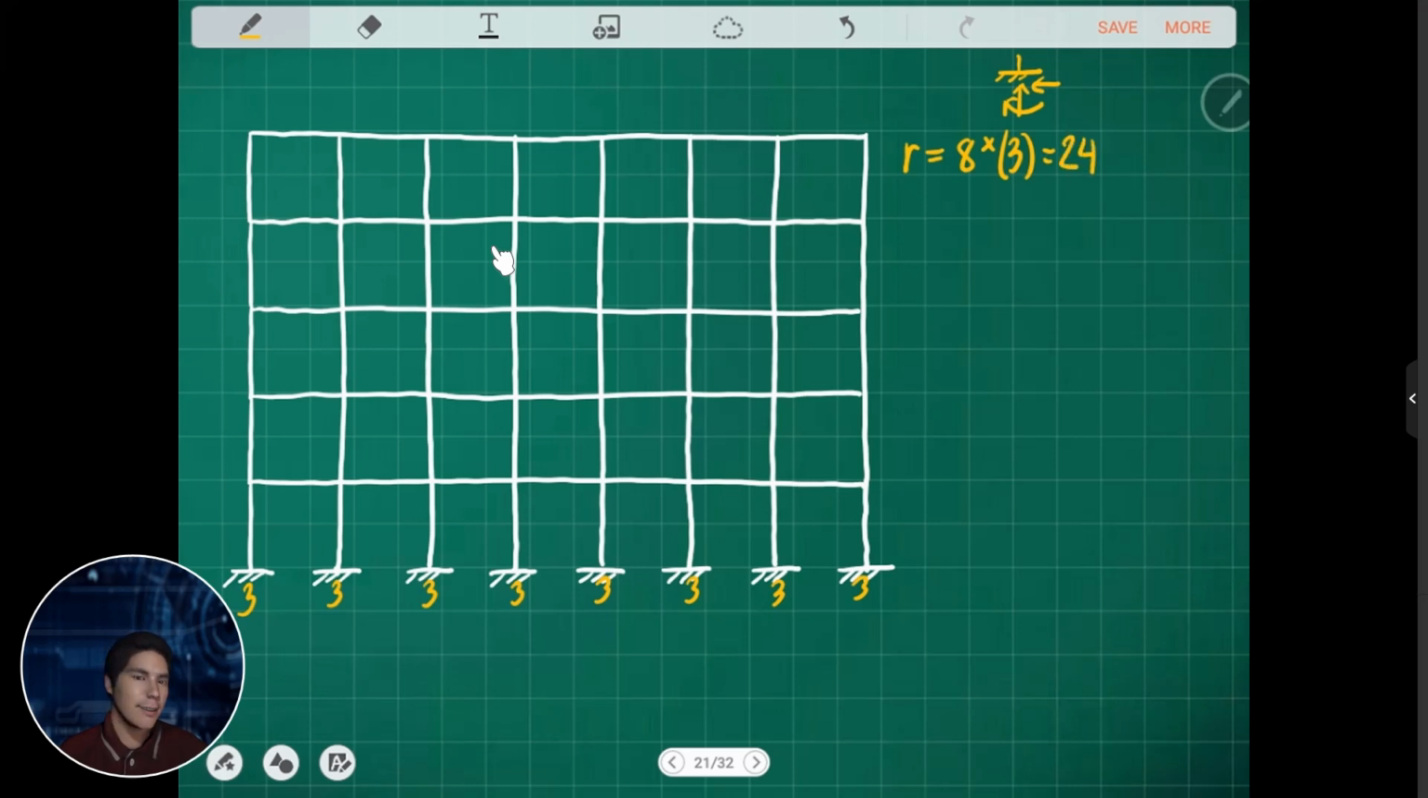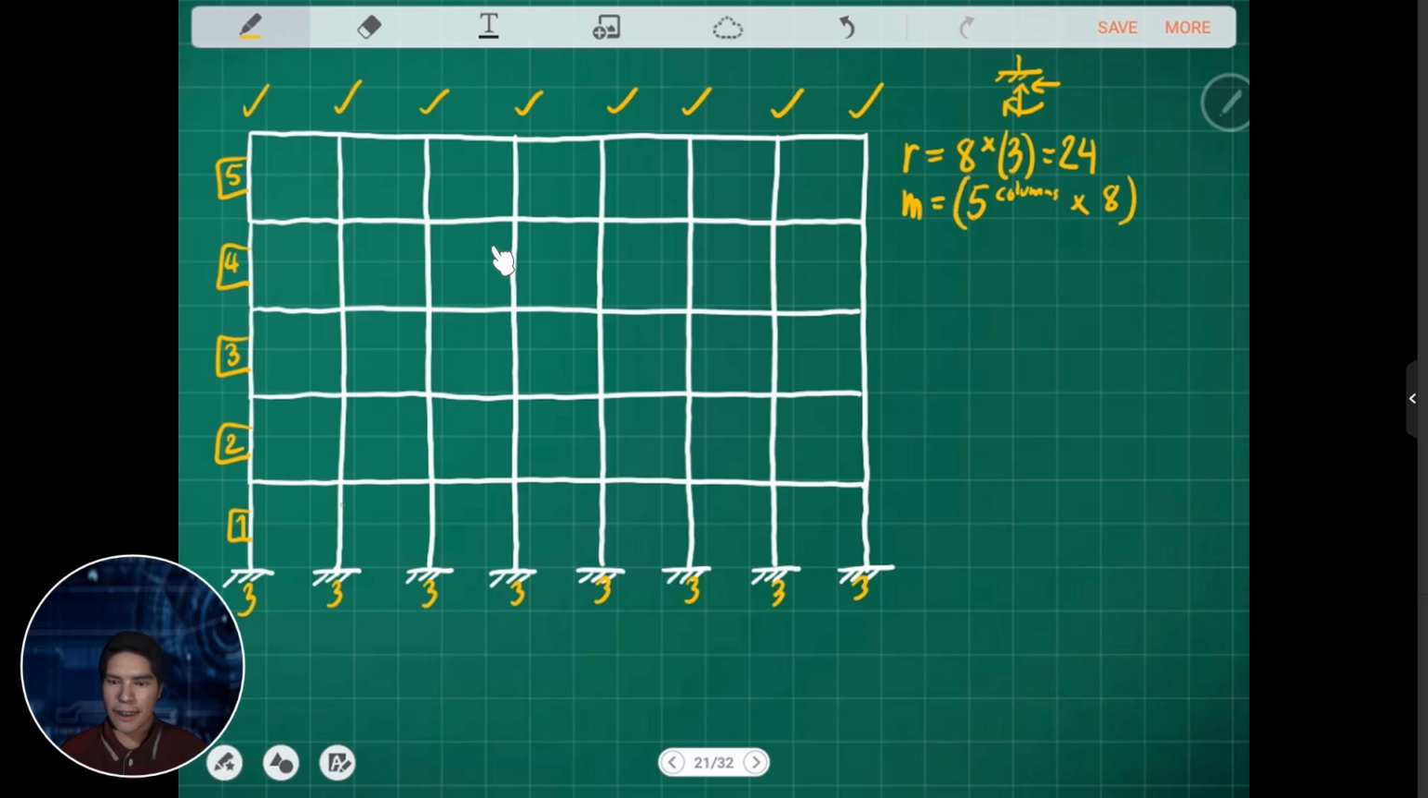So we have 24 unknown reactions. For the members, we just need to count. We have 1, 2, 3, 4, 5. Okay, so we have 5 columns. So again, we just multiply it by how much? 1, 2, 3, 4, 5, 6, 7, 8. Okay, so 8. So meron tayong 5 columns multiplied by 8.